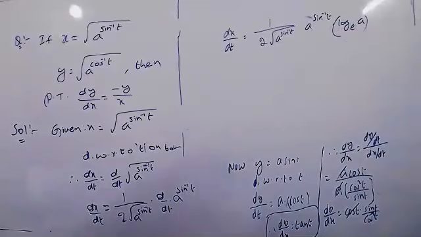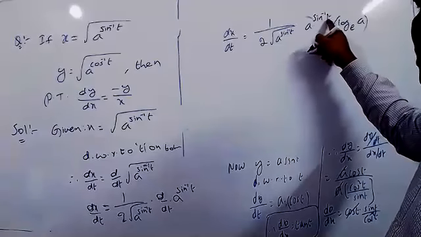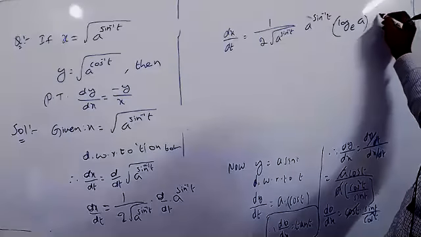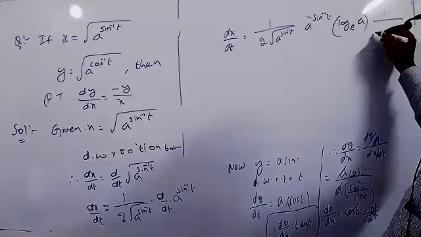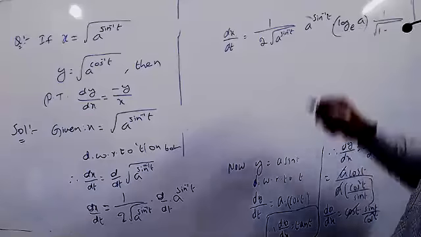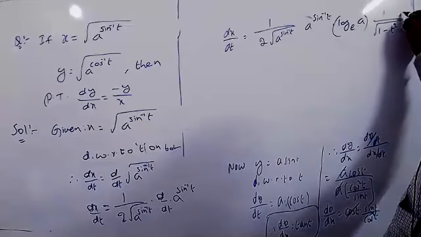And again differentiation of this power, sin inverse of t. Differentiation of sin inverse t equals what you get? 1 by root of 1 minus x square, correct. What is x here now? T square. Correct or not?